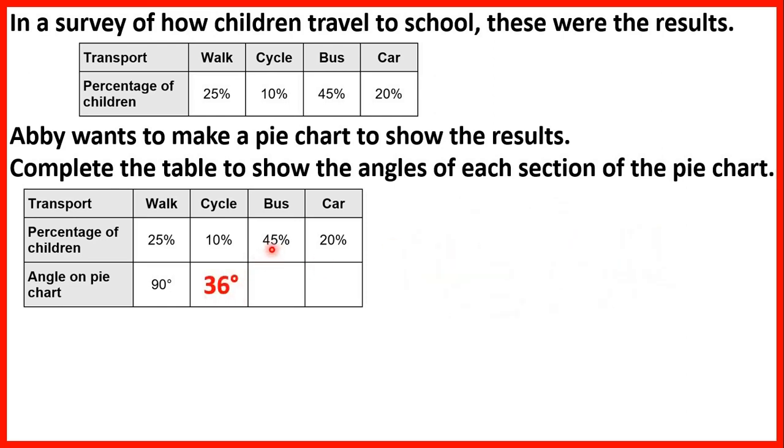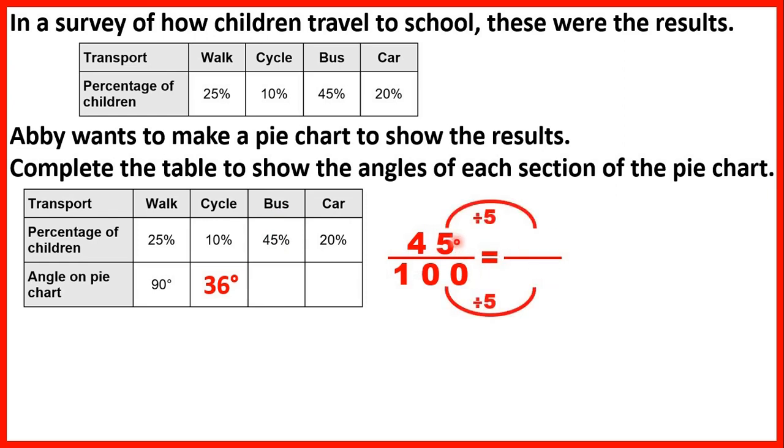Now we know that 45%, so 45 hundredths, travel on the bus. Again, we need to simplify this fraction first. Both 45 and 100 are multiples of 5, so we can find an equivalent fraction of 9/20. And then we can find an equivalent fraction with a denominator of 360 because 20 times 18 is 360.